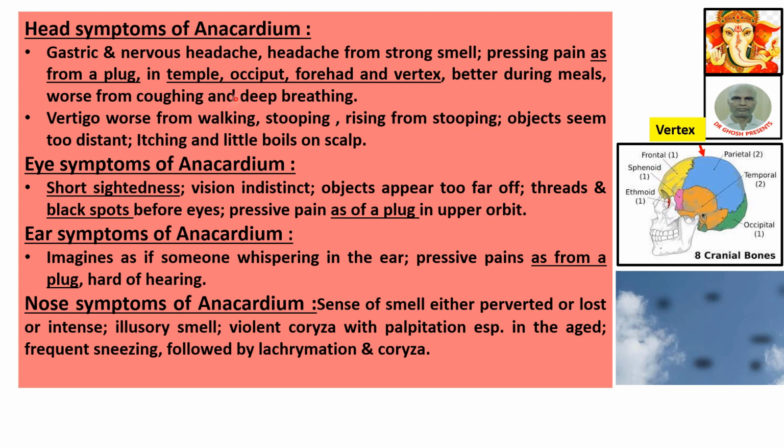You know it. Occiput. See, this is the occipital bone, greenish. This is the occipital bone, so this portion is called occiput. And temple means this temporal bone, placed above our ears on both sides. This is called temples. These areas are called temple, occiput, forehead, vertex.